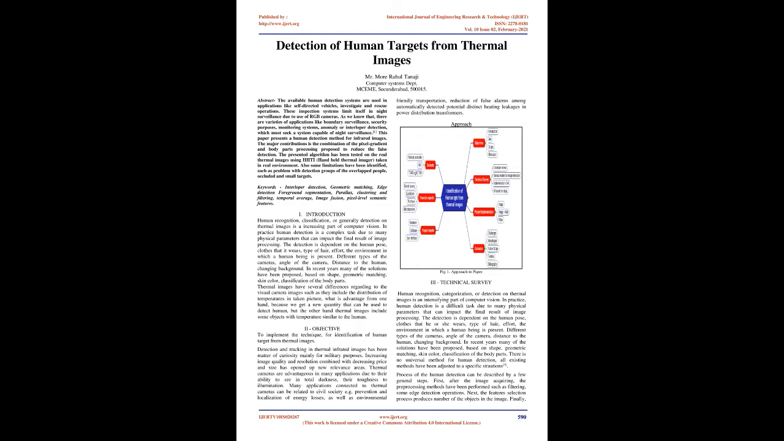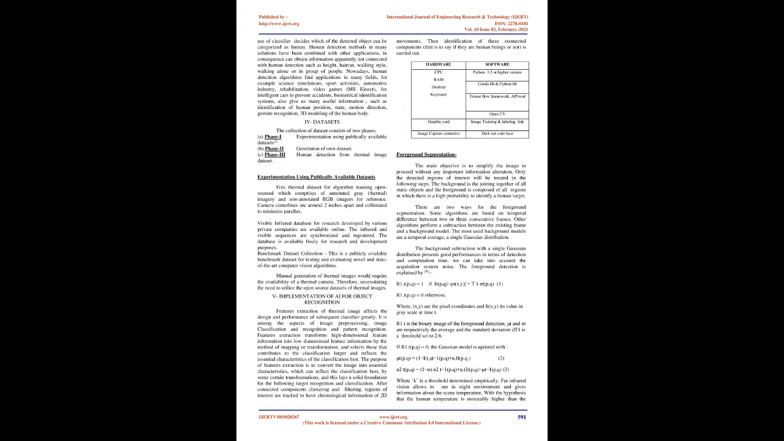2a. Objective. To implement the technique for identification of human targets from thermal images. Detection and tracking in thermal infrared images has been a matter of curiosity mainly for military purposes. Increasing image quality and resolution combined with decreasing price and size has opened up new relevance areas. Thermal cameras are advantageous in many applications due to their ability to see in total darkness and their toughness to illumination. Many applications connected to thermal cameras can be related to civil society, e.g. prevention and localization of energy losses, as well as environmental.